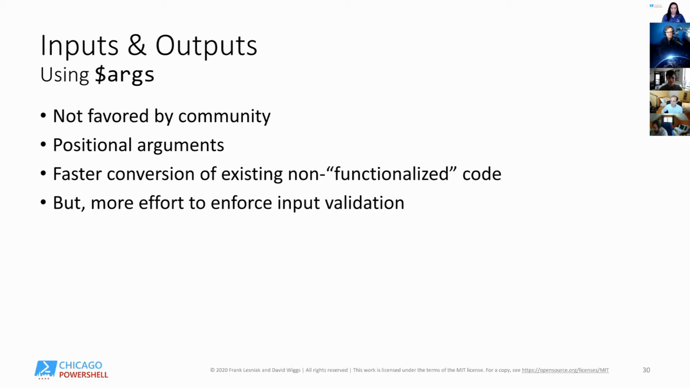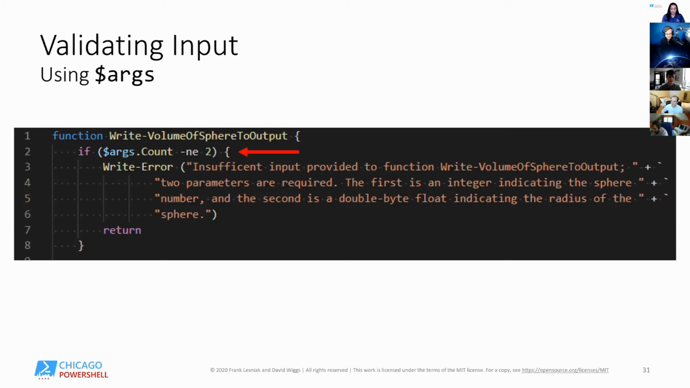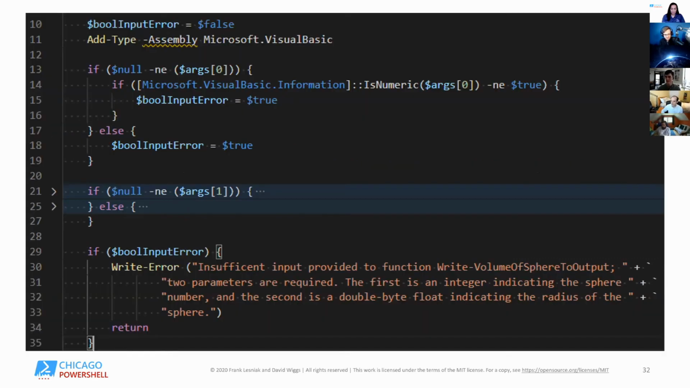One big negative, other than what we've already shared, is it's really a lot more effort to enforce input validation. So I'm going to show that here. Let's say in that same volume of sphere function, I wanted to do some input validation. So the first thing I might need to do is check to see if I've got enough inputs. And so I'm having to write code to check the count of arguments that I've received. And if you then look beyond that initial count, I need to basically check each argument individually. And I've collapsed the second argument in lines 21 to 25. Oops, sorry. But you can see it expanded here on line 13.